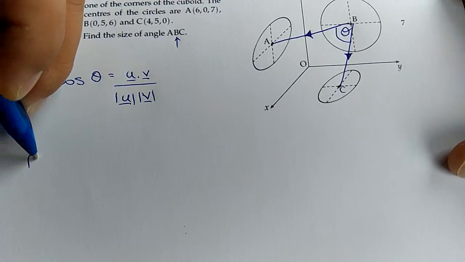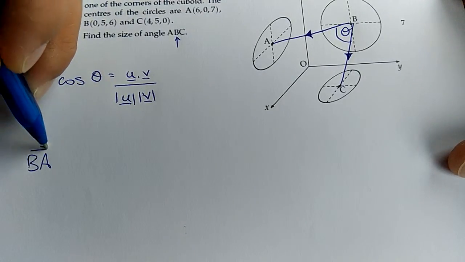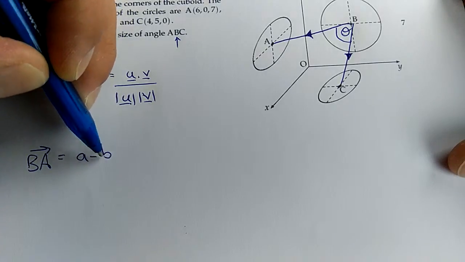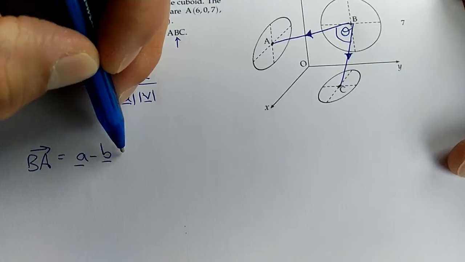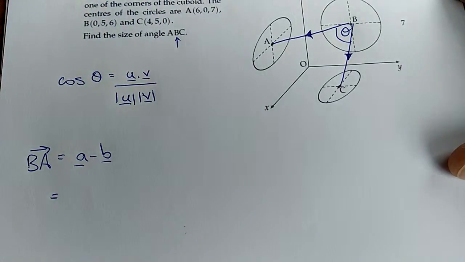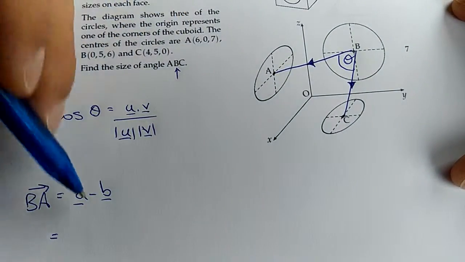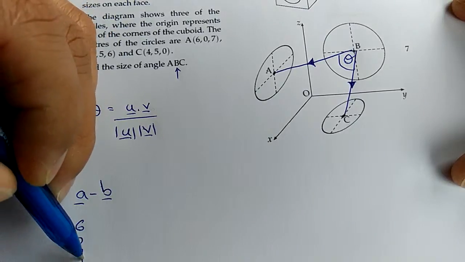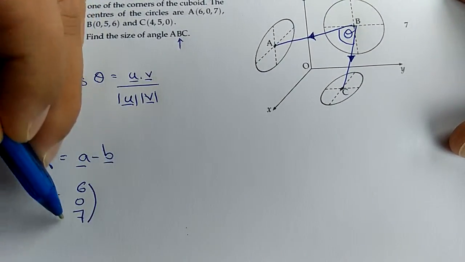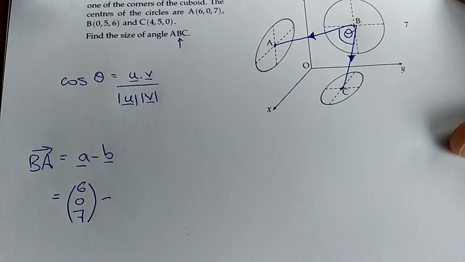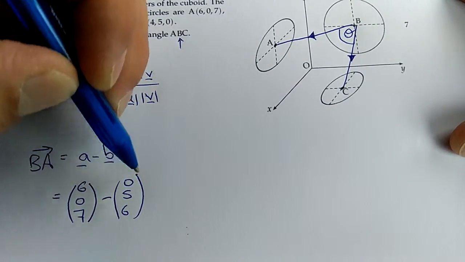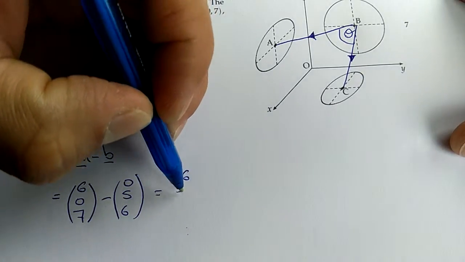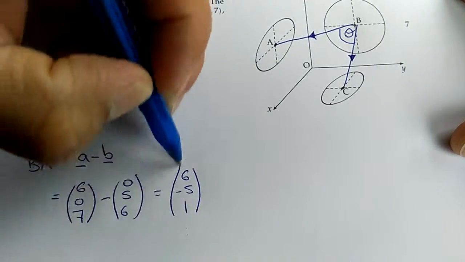So let's find BA. So BA is obviously A take away B. So it's always the second vector, subtract the first one, which will be, so A is 6, 0, 7. Be sure you write it as a vector. Subtract B, which is 0, 5, 6. Which will be 6, negative 5, 1.